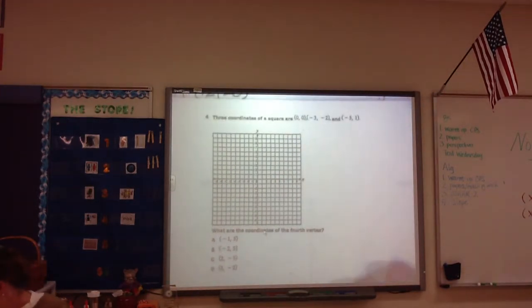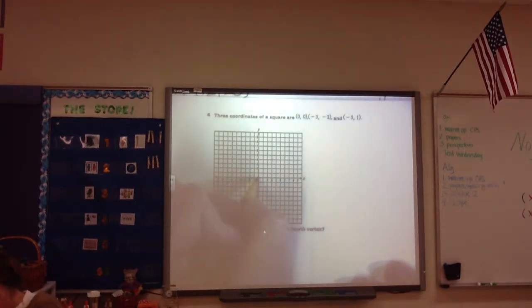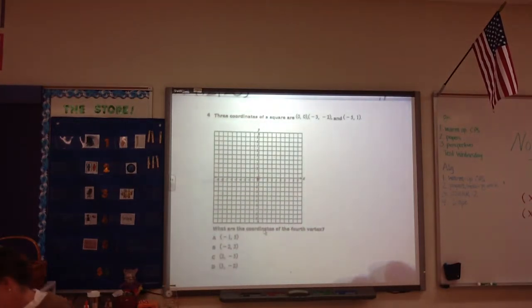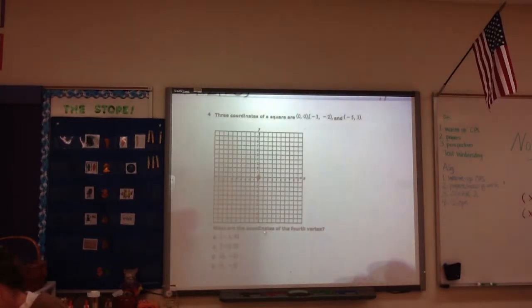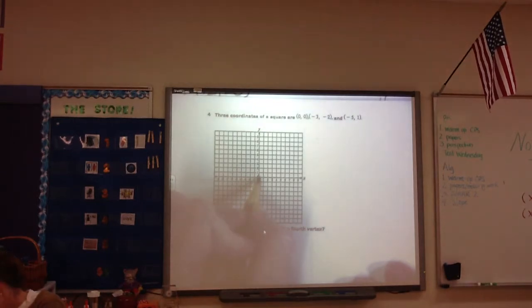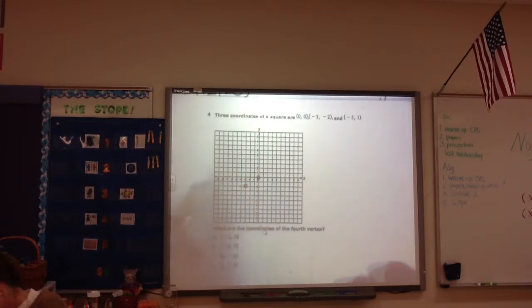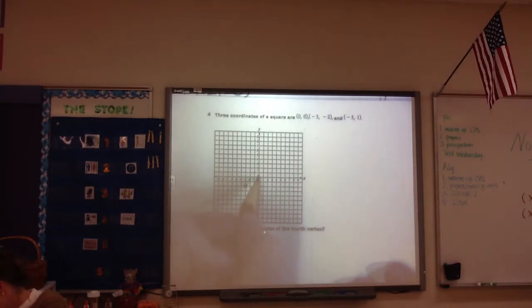Three coordinates of a square are 0, 0. I went ahead and plotted that right away because I know where 0, 0 is. Negative 3, negative 2. So I'm going to go left and then down. Negative 3, negative 2. Negative 5 and 1. So I'm going to go over 5 and up 1.